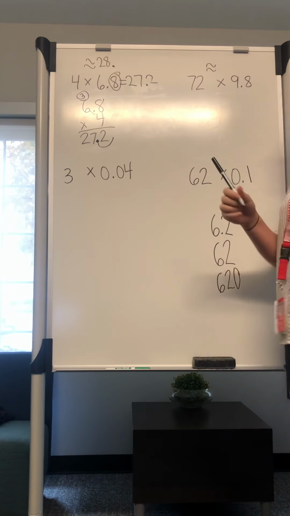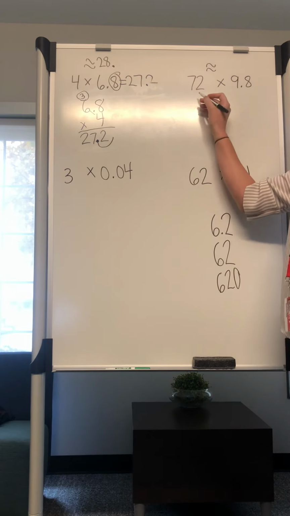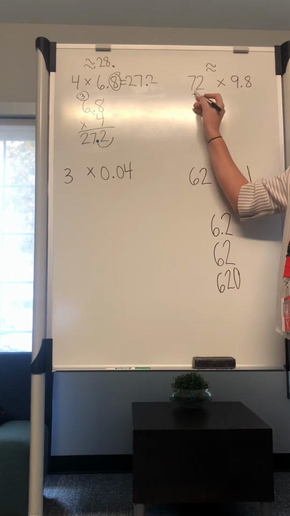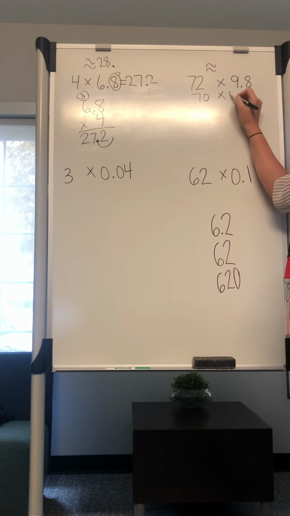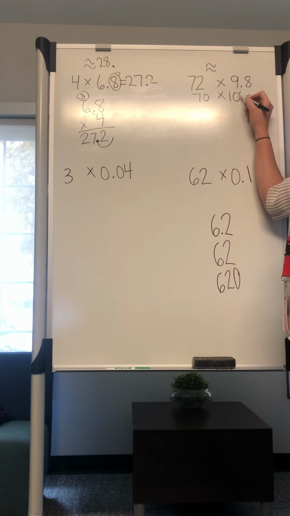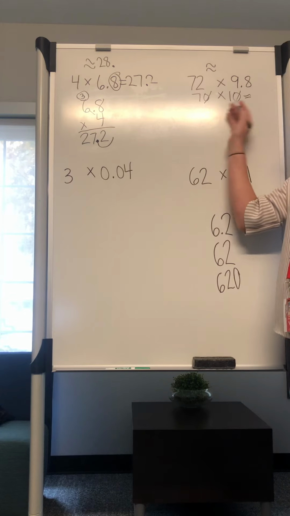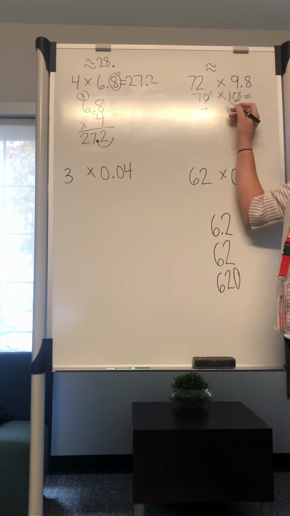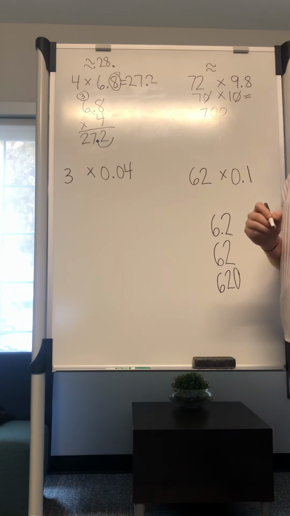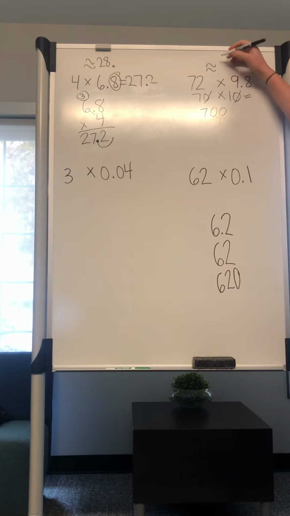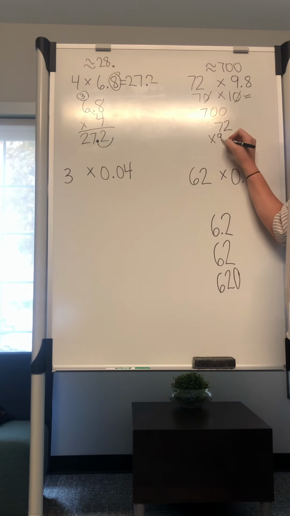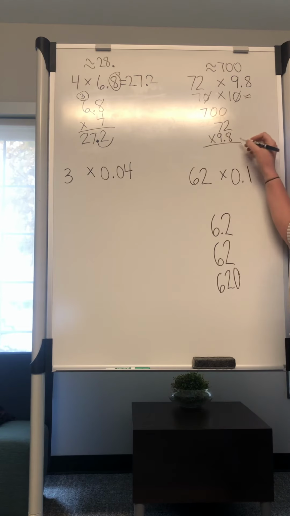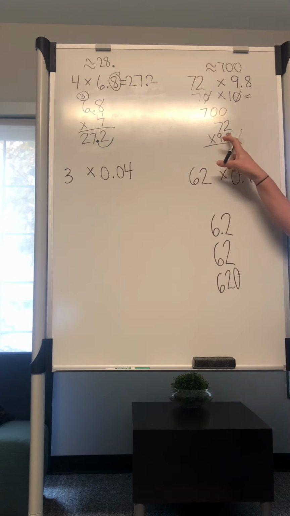All right, so hopefully you checked in with them. I'm going to use estimation first, and I'm going to say that 72 is close to 70, and 9.8 is close to 10. So looking at that, I'm going to use my knowledge of base 10s and know that 7 times 1 is 7, and putting back on those base 10 values, it is going to be somewhere around 700.